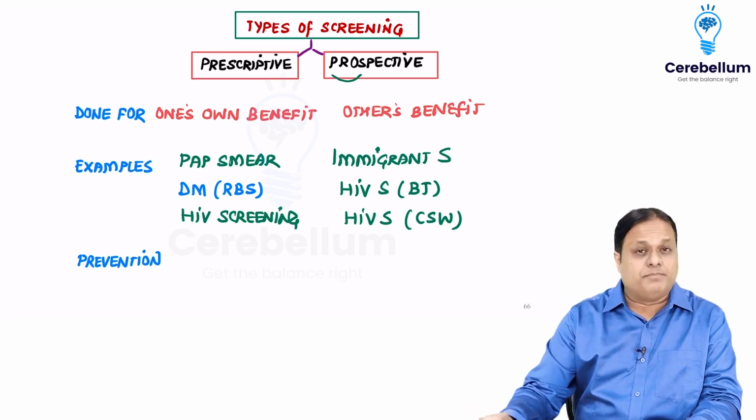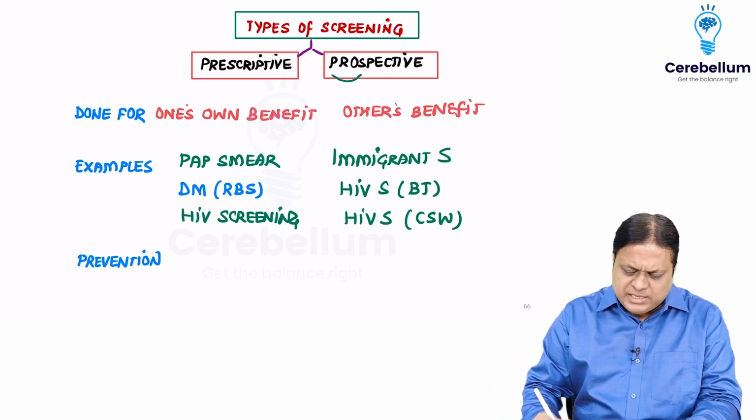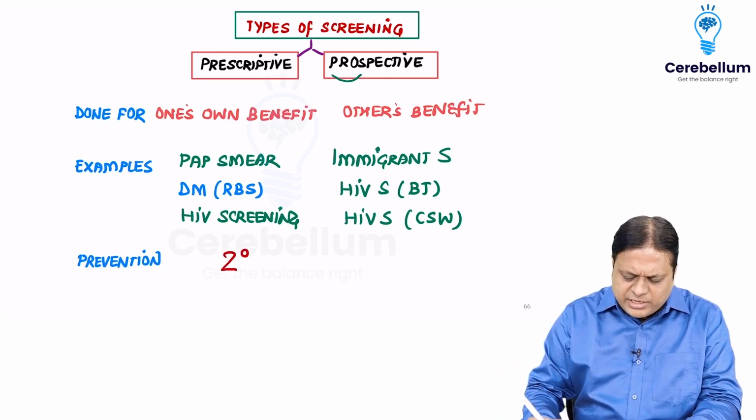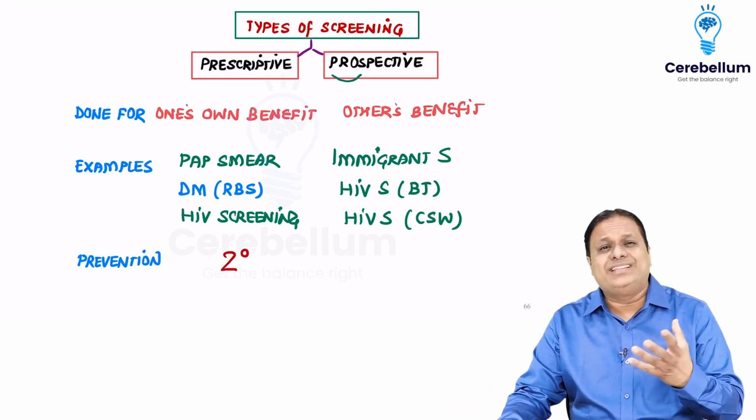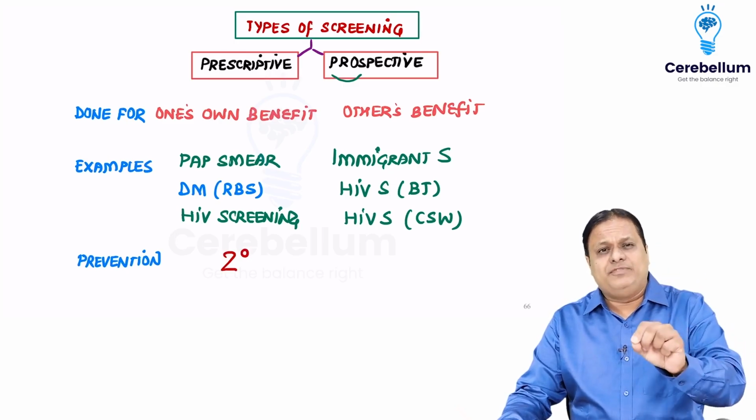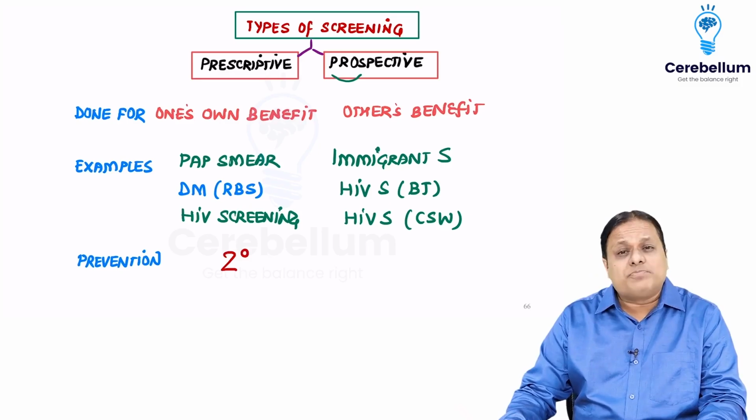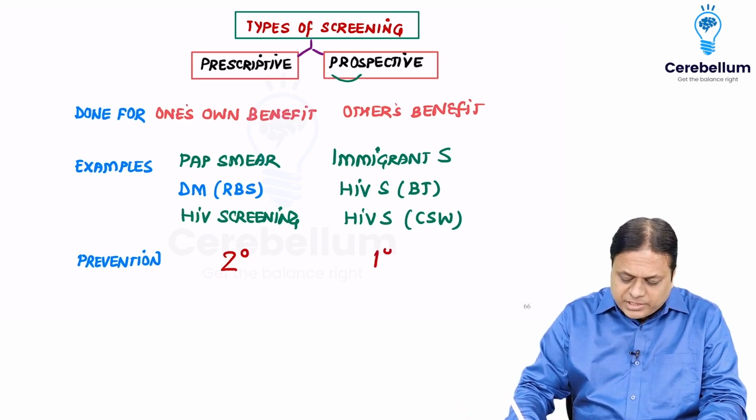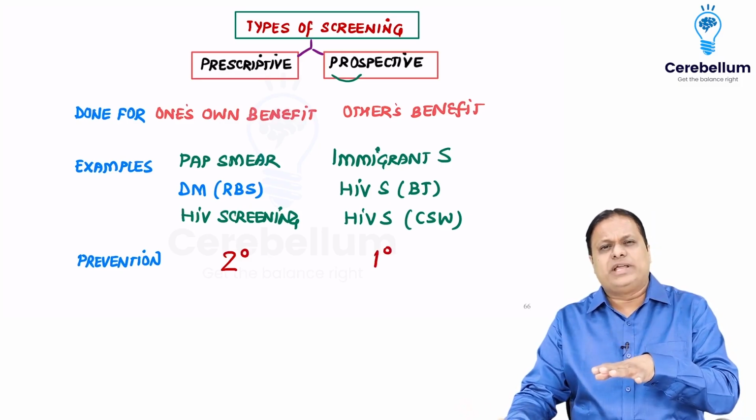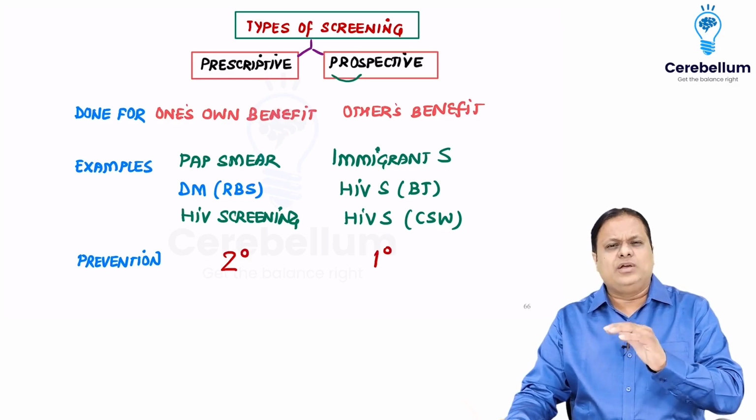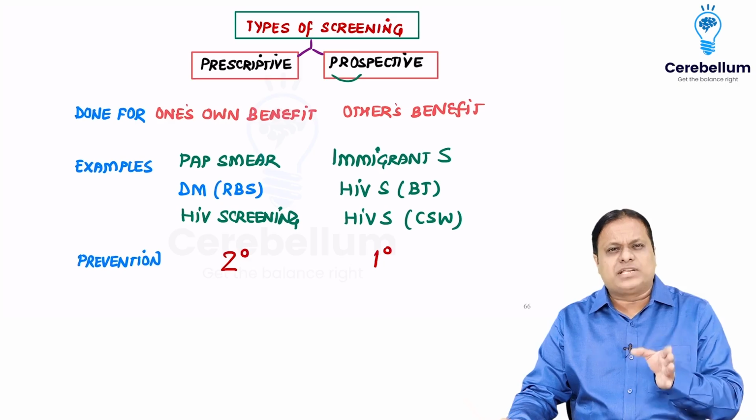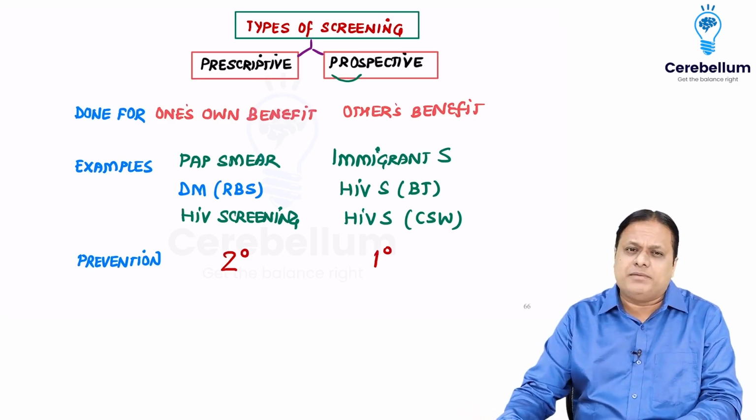Levels of prevention they represent. Yes, prescriptive screening is secondary level of prevention. You are detecting the disease to treat and benefit that patient. But prospective screening is primary in nature. It is specific protection for someone else. So screening overall secondary, but prescriptive is secondary, prospective is primary.